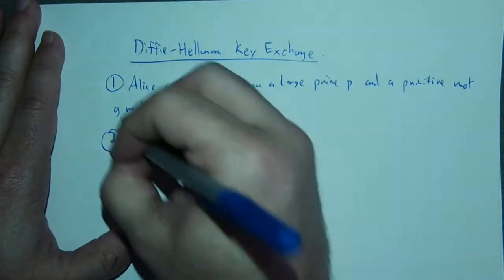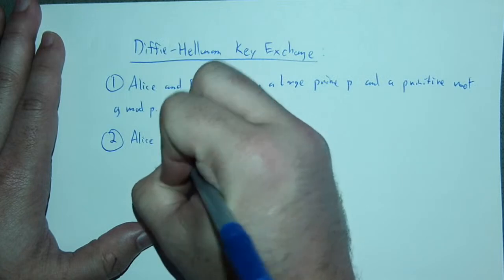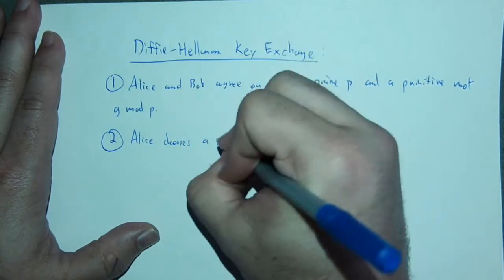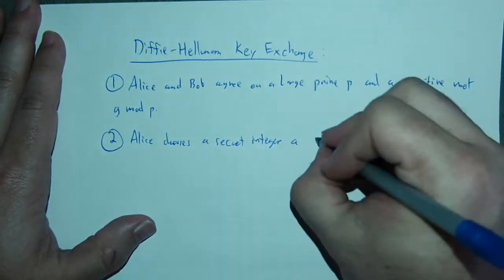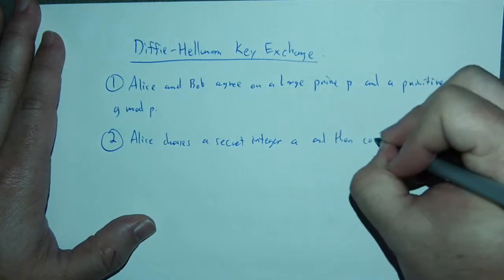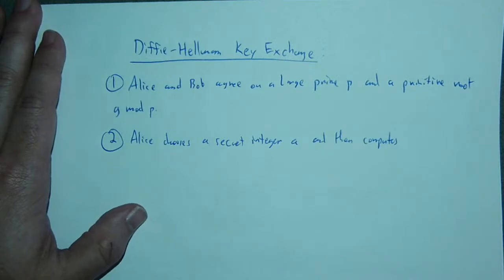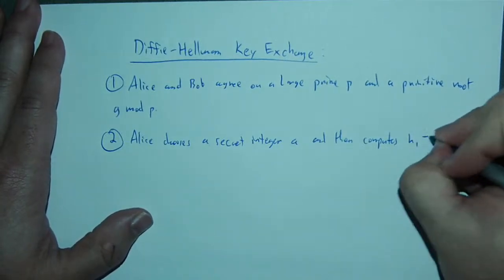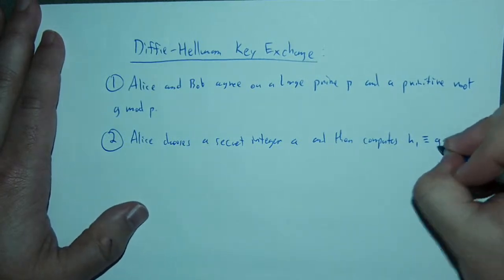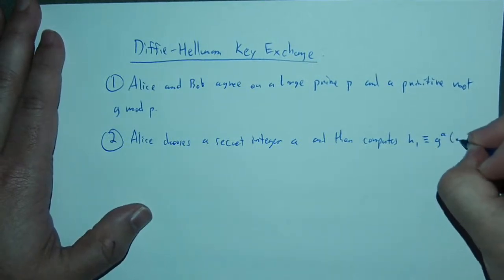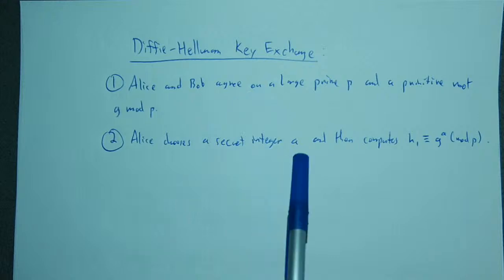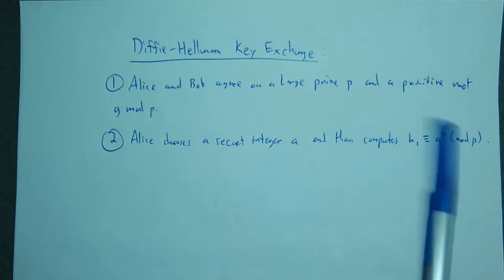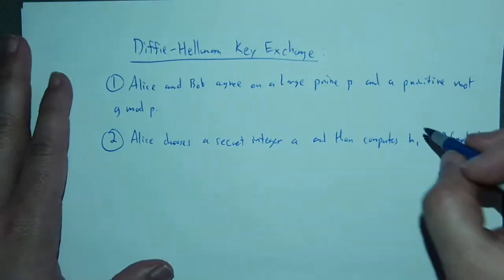So, second step. Alice chooses a secret integer A, and then calculates, or computes, I like that because it's shorter, h sub 1 is congruent to G to the A mod P. So Alice chooses a secret integer a she doesn't tell anybody about, and then she computes g to the a mod p and calls that h sub 1.